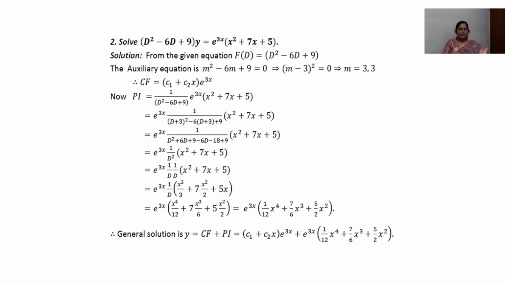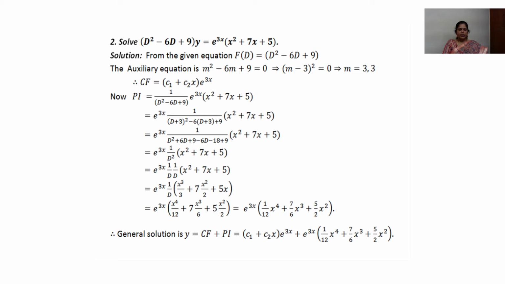Now in the denominator we have D square. So we are going to split it as 1 by D into 1 by D. So the D is in the denominator, which means we have to integrate the polynomial expression. So first time we are going for the integration, x square becomes x cube by 3 plus 7 into x, x integration is x square by 2. Then 5 into x we got.